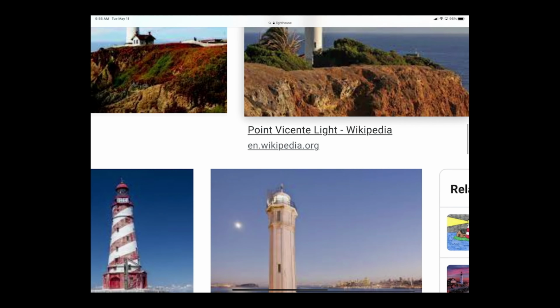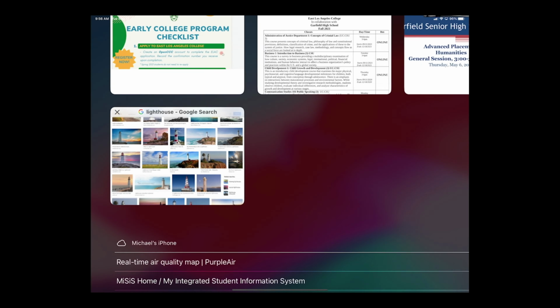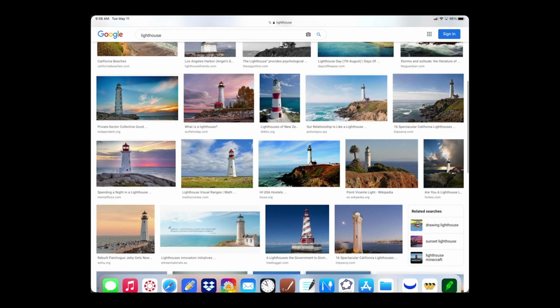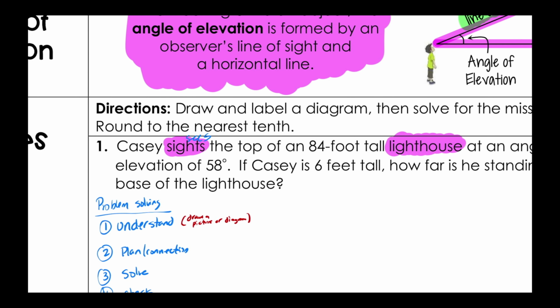Okay, so you see that? So someone sees the top of a lighthouse. Okay, they're not at the top of a lighthouse. They see. It says sights. I know sometimes these word problems, they word them in the weirdest way. I don't talk like that, mister. I know. That's why you need to look at this and understand what they're saying.